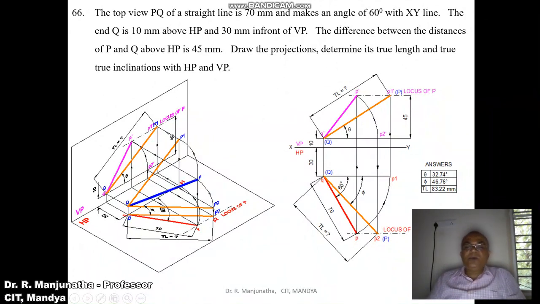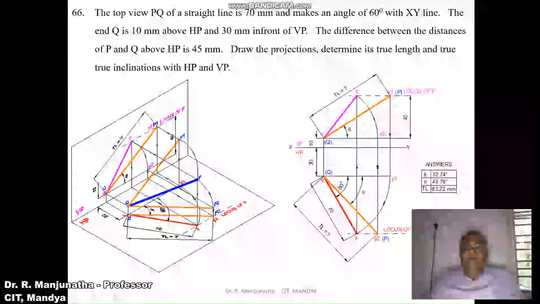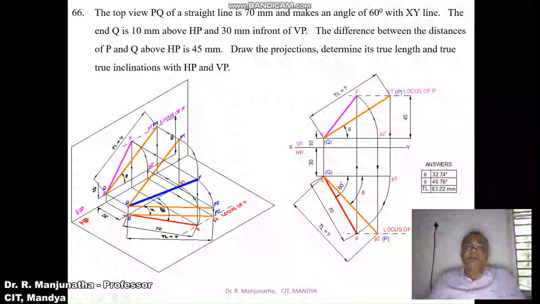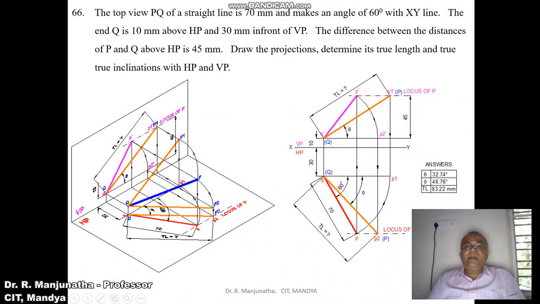Now we need to show the dimensions. You mark the dimensions of 10, 30 and 45, then 70, and then the inclination made by the top view, which is 60 degrees. These are all the known dimensions. To find the true length, in either QP2 or Q dash P1 dash, you show the true length line and mark the true length with a question mark. Then the true inclination made with respect to HP is marked as theta, and the true inclination made by the line with respect to VP is phi.